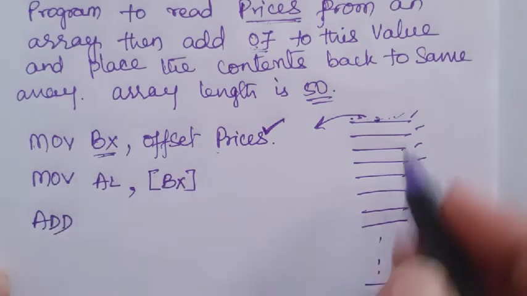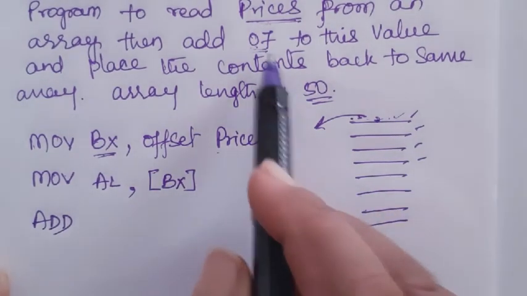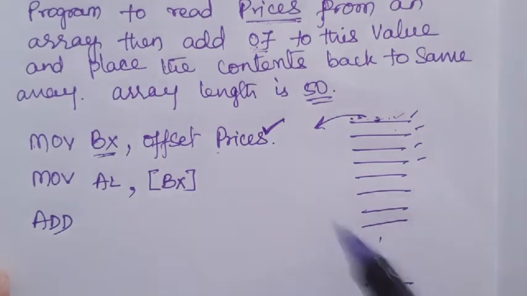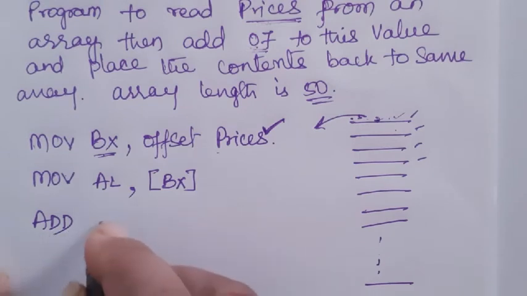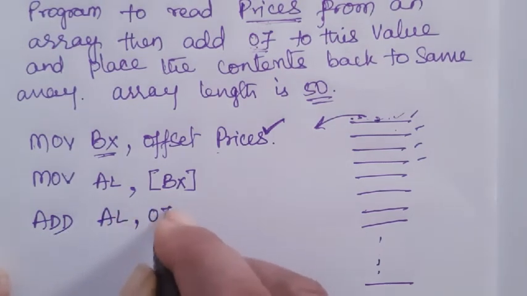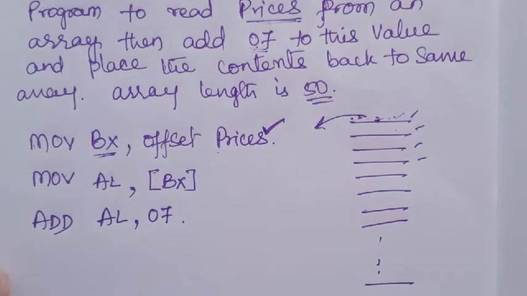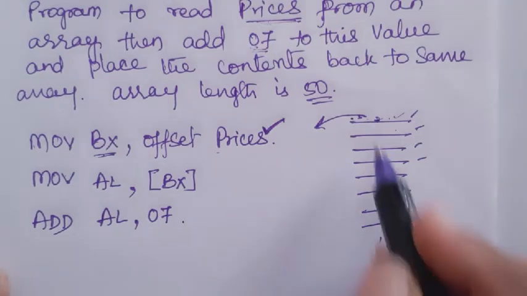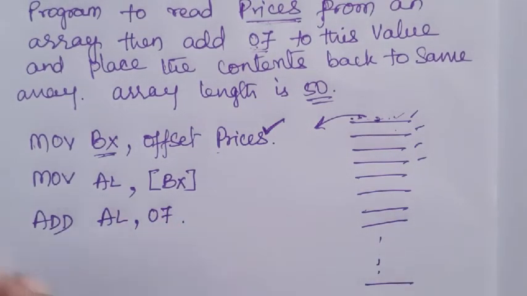let us say this is a cost price. You want to add the value 7 to each one of them and make it a selling price. So add AL with 07. Because the prices will be in decimal, you decimal adjust the contents, because the internal addition will be in binary. I want the result in decimal. Decimal adjust after addition, so AL contents will be adjusted to decimal.